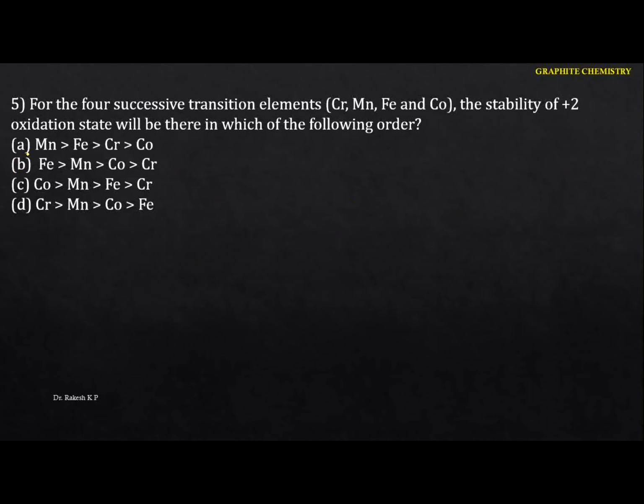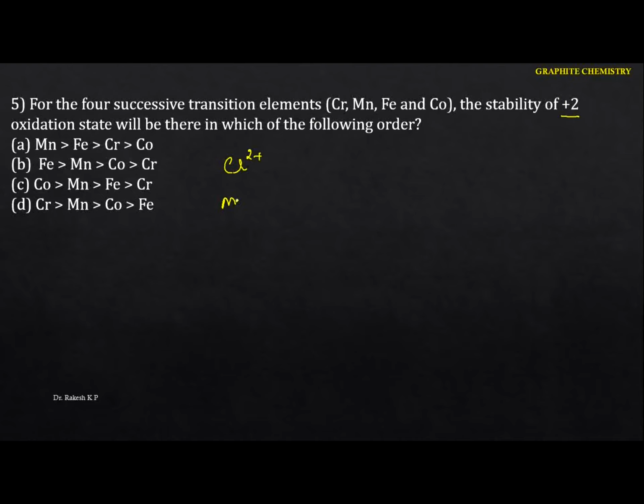Of the four successive transition elements chromium, manganese, iron, and cobalt, the stability of the +2 oxidation state will be there in which of the following orders? So this is for the stability of the +2 oxidation state. Let me take the first one here, that is chromium, Cr2+.